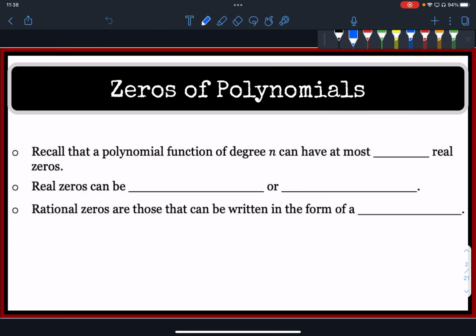If you recall from previous lessons, a polynomial function of degree n has at most n real zeros. And these real zeros can fall into two categories. We have our rational zeros and we have our irrational real zeros. Today we're going to be focusing only on the rational zeros, how to find them. The rational zeros are those that can be written in the form of a fraction.